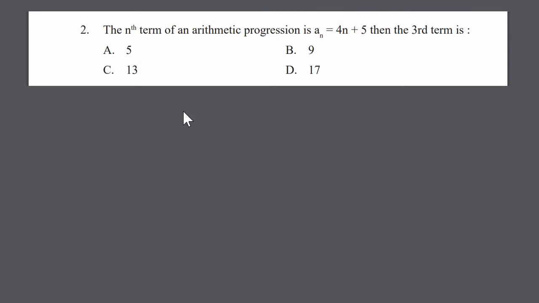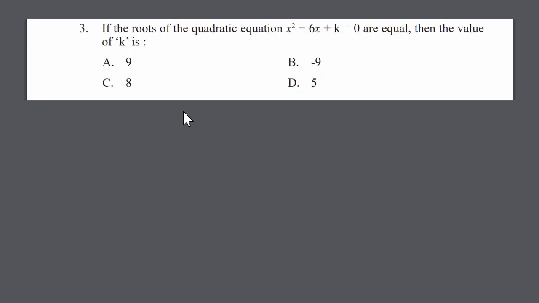So which choice is that? Where do we have 17 here? 17 is D. That's it, option D. Okay, we've done the second question. Now let's go to the third one.